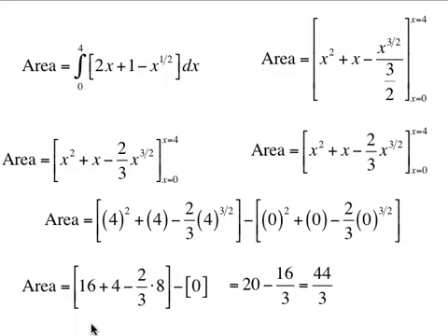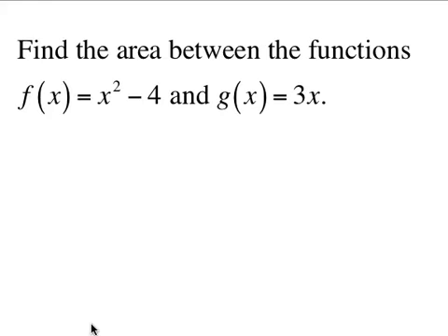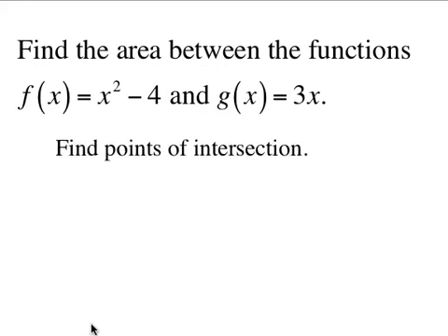Okay, let's take a look at another question. We want to find the area between the functions f of x is x squared minus 4 and g of x is 3x. We certainly could graph these and visualize it that way, but I'm going to take a slightly different approach here. First, I want to find the points of intersection. The points of intersection will be when this function, x squared minus 4, equals this function, 3x.